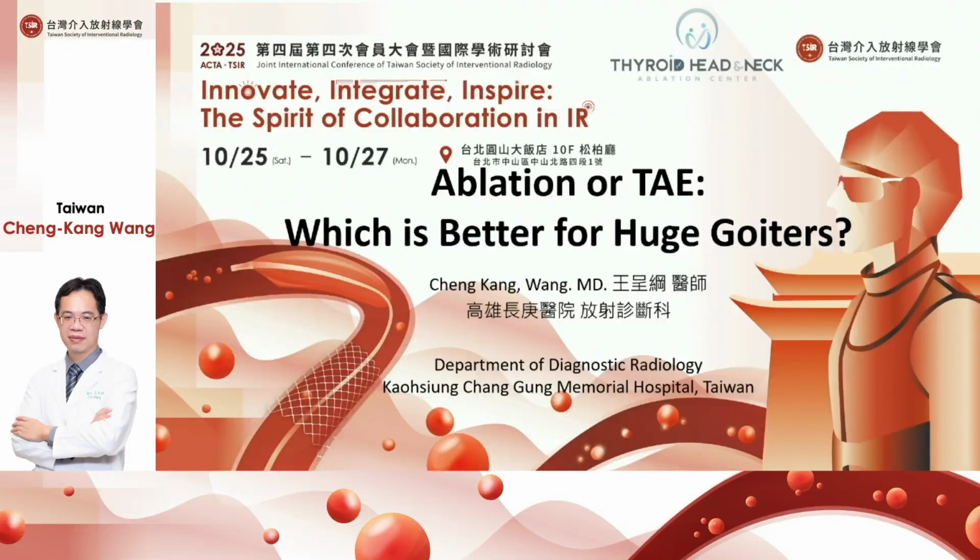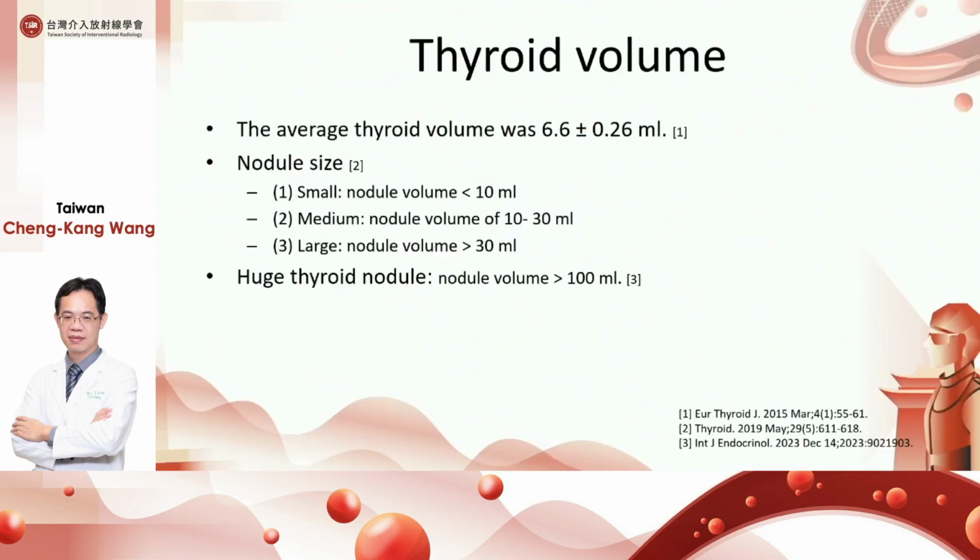Kind of introduction. I will talk about RFA ablation or TAE, which procedure is better for huge thyroid nodule goiter. Let's define the thyroid volume. The average volume of the thyroid gland is approximately 6.6 milliliters.